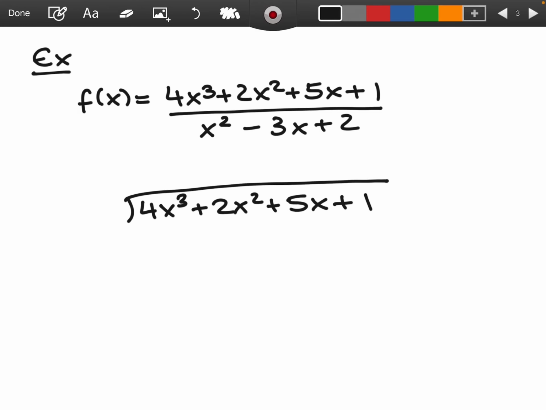I don't have any missing terms this time. I have x cubed, x squared, x's and constants. So I know that I can just go ahead and write it as is. What do I have to multiply x squared by to get to 4x cubed? That would be 4x. Then I multiply my whole polynomial through by 4x.